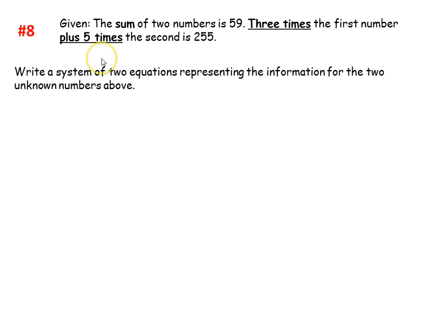So I don't know what the two numbers are, so I'm going to call them x and y. That's pretty exciting. So x and y, if we take those two numbers and add them together, we're going to get 59. Mystery number 1 plus mystery number 2 is 59. How do I know that? Because it says that the sum of the two numbers is 59.